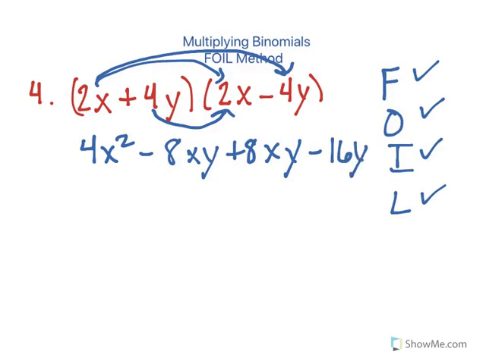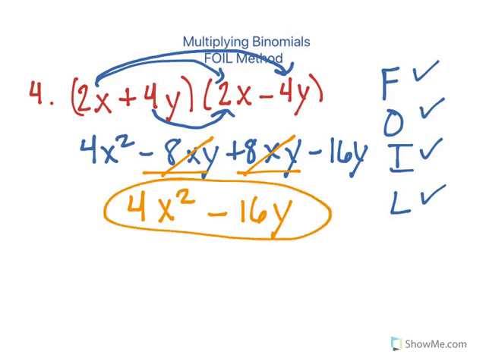When you go to combine those like terms, negative 8xy and positive 8xy, that gives me 0, so those cancel out. So I'm simply left with 4x squared and negative 16y as my final answer. Oh, I'm sorry, that's supposed to be y squared. When we did the positive 4y times negative 4y, that's negative 16y squared. That should have a squared attached to it. So again, that is called a difference of perfect squares. It's just a special case, but you're still just following FOIL.